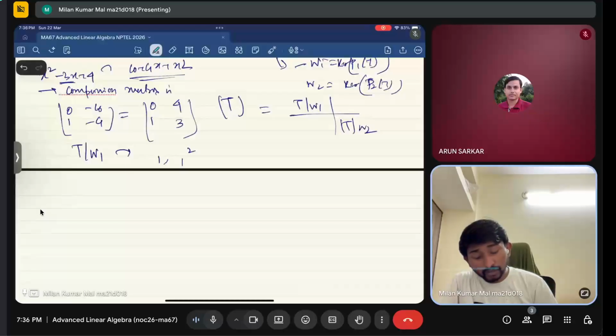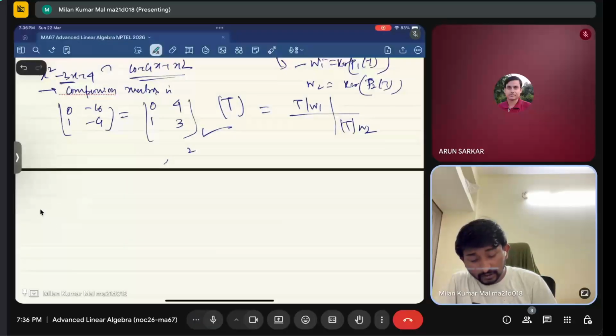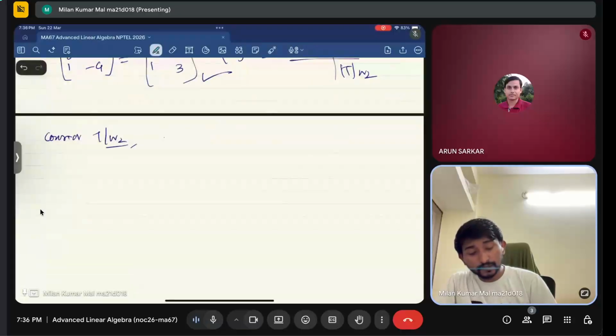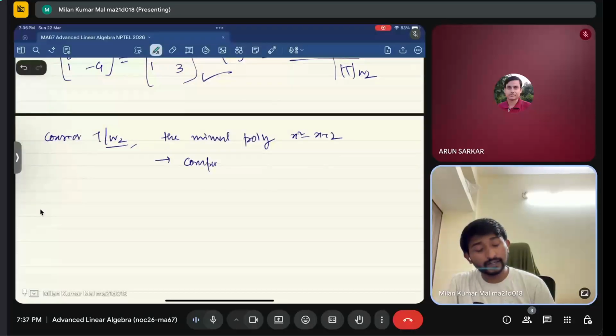Okay. Now corresponding to the other, let's go to T restricted to W2. So now consider T restricted to W2. Then the minimal polynomial is x square minus x plus 2. So the corresponding component matrix is like 0 1, and 2 1. This is the component matrix.